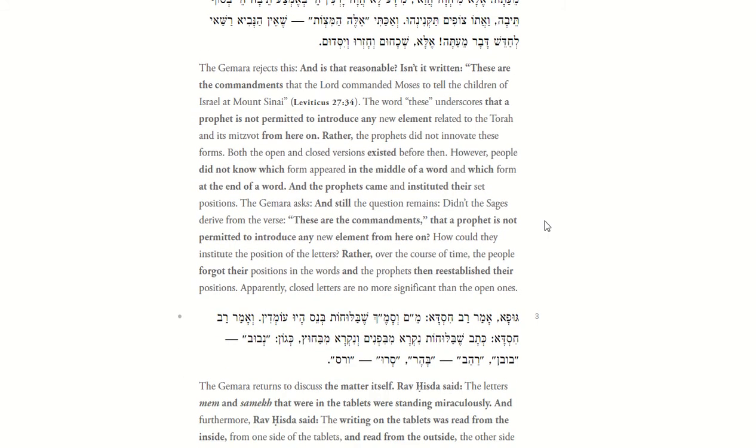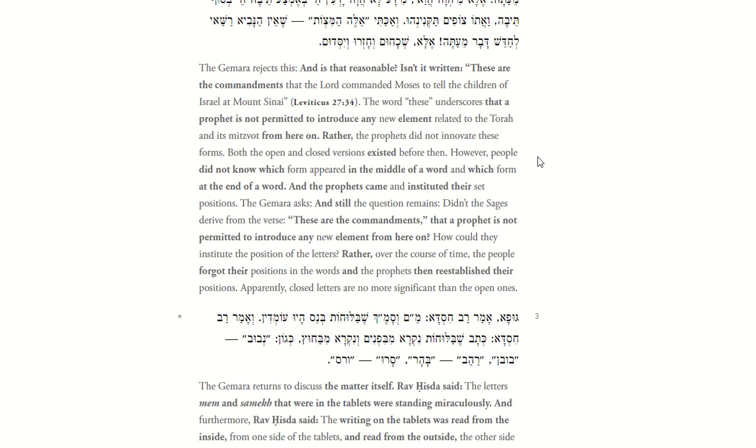This is interesting then, because here comes the conversation. The Gemara rejects this. And is that reasonable? Isn't it written, these are the commandments that the Lord commanded Moses to tell the children of Israel at Mount Sinai? The word these underscores that a prophet is not permitted to introduce any new element related to Torah and its mitzvot from here on. Rather, the prophets did not innovate these forms. Both the open and closed versions existed before then.